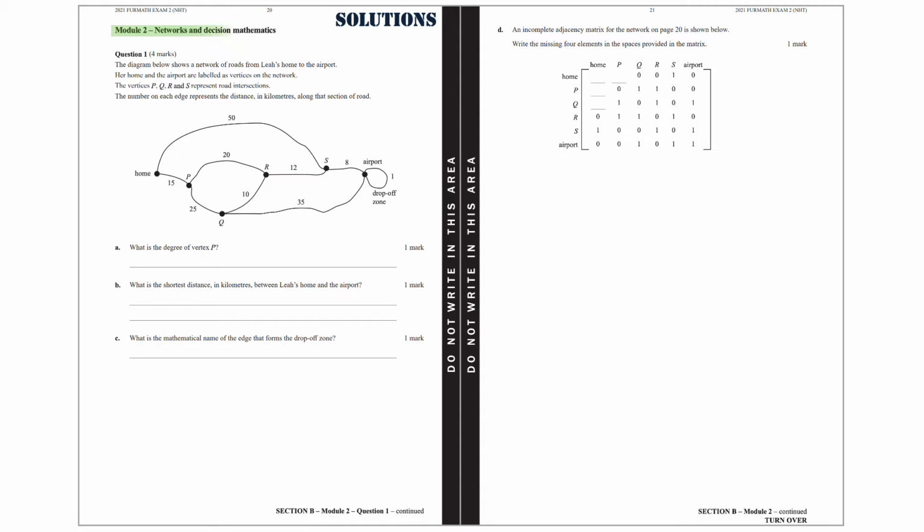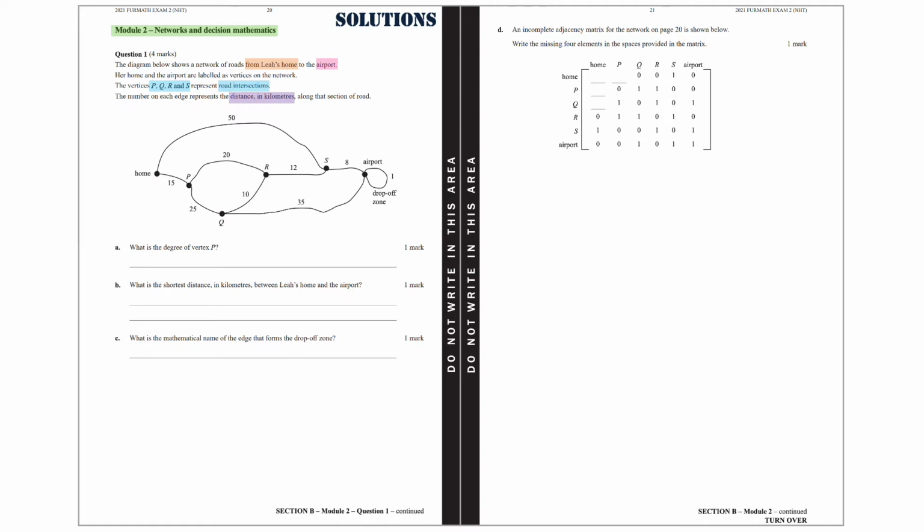Module 2, Networks and Decision Mathematics. Question 1. The diagram below shows a network of roads from Leah's home to the airport. Her home and the airport are labeled as vertices on the network. The vertices P, Q, R, and S represent road intersections. The number on each edge represents the distance in kilometers along that section of road.